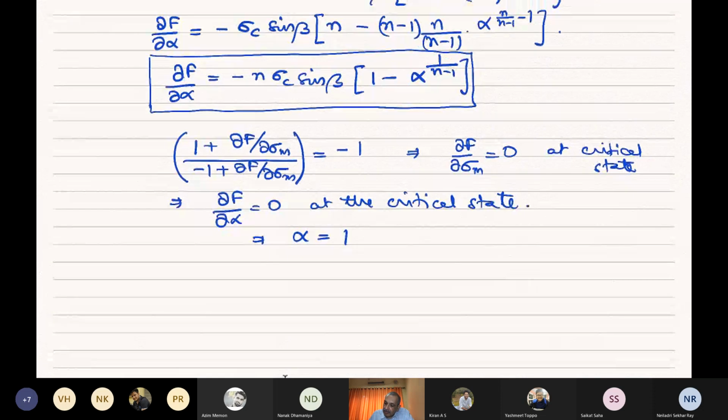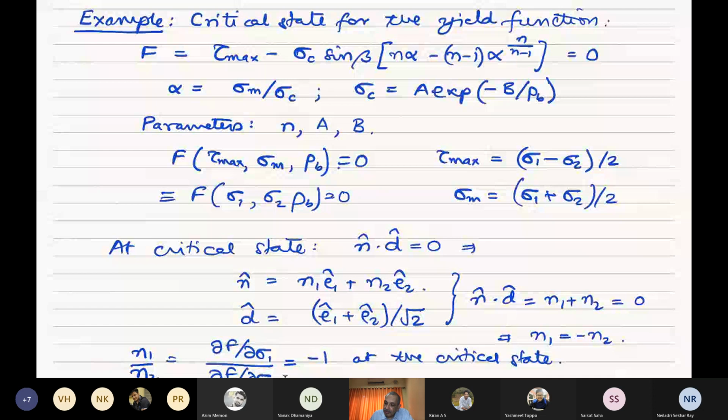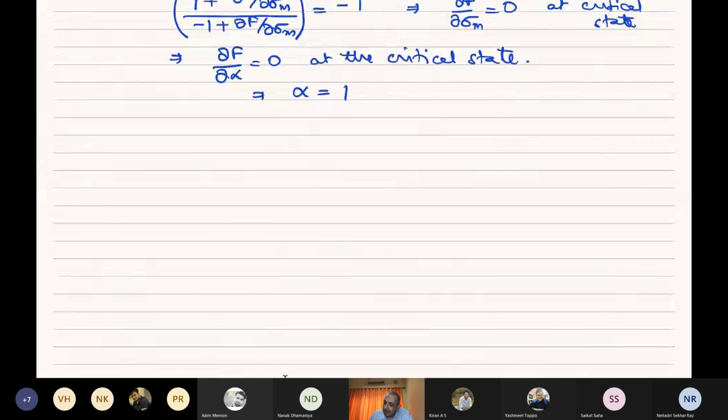So what is the definition of alpha? Alpha, if you see, is just the ratio of the mean stress divided by this critical stress. So at the critical point, sigma m is equal to sigma c. So this is what you have, that the mean stress must be equal to the critical stress at the critical point, at the critical state.